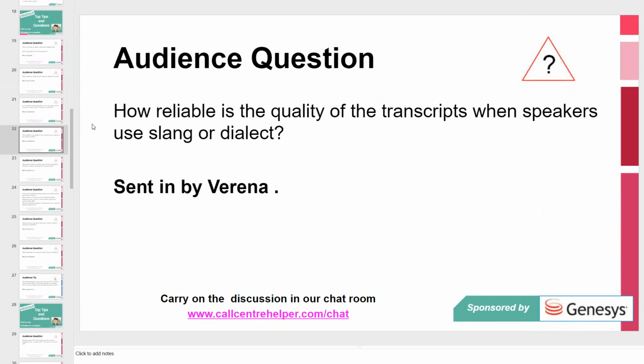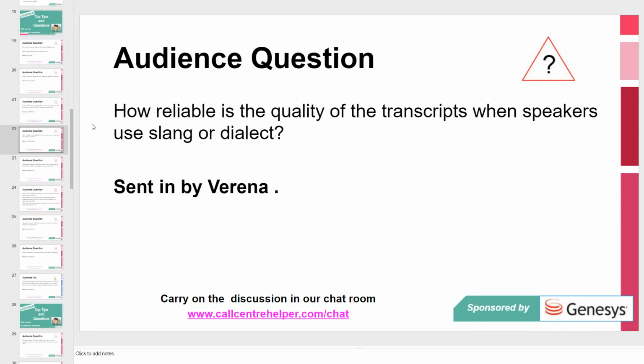And that's actually part of the reason why Genesis, for example, does offer two types of speech analytics engines, not just the speech-to-text transcription, but also the speech-to-phrase recognition. Because if there is slang, for example, that's very commonly used by your customers, you can put that in as a phrase, and then it will recognize those phrases highly reliably.